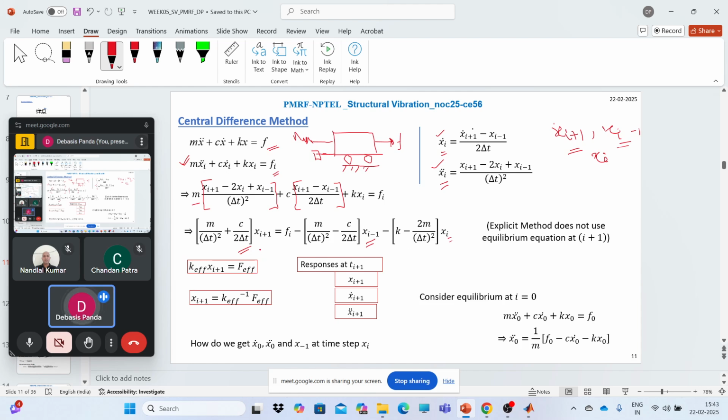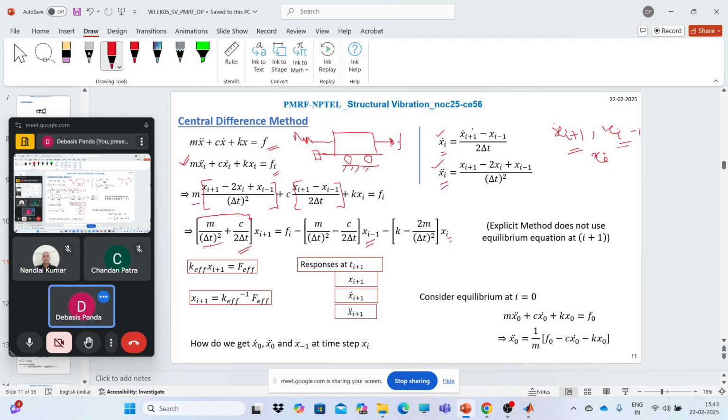Now if I want to write this equation in a simple and compact form, how can I write it? It's very simple. It's k effective. Look at this total part. This part is known to you because the system you want to solve is already there. That means m and c we already know, del t we already know, so this is the known part.